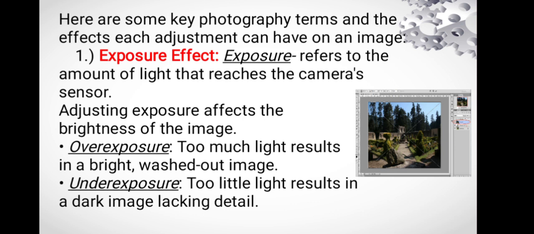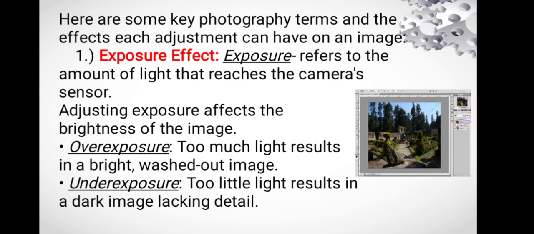Second is underexposure. On the contrary, underexposure happens when there's too little light reaching the sensor. This results in a dark image that lacks detail. Shadows may become too deep and important parts of your photo might be lost in darkness.